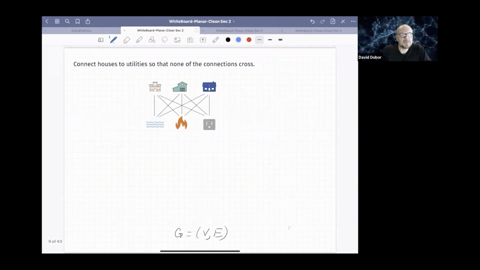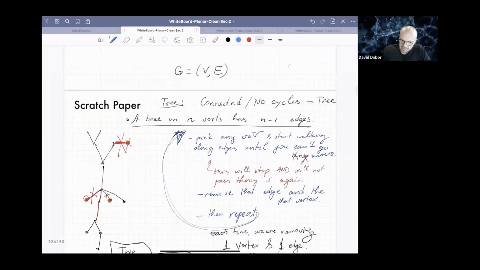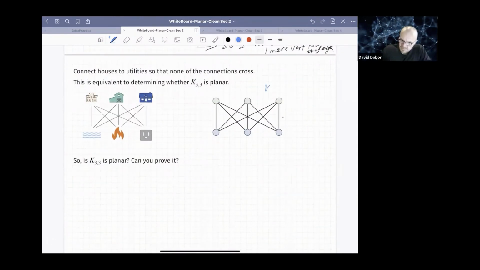You've seen this puzzle before, right? You have a bunch of houses and a bunch of utilities. You actually have 3 houses and 3 utilities, and each house must be supplied with each one of those utilities. So you essentially have a K33 graph here. The utility companies want to lay these pipes so that they don't intersect. So the idea is to lay out these connections on the plane in such a way that they don't intersect.